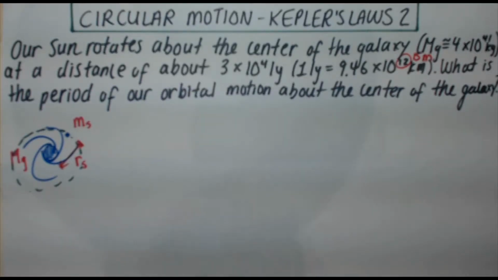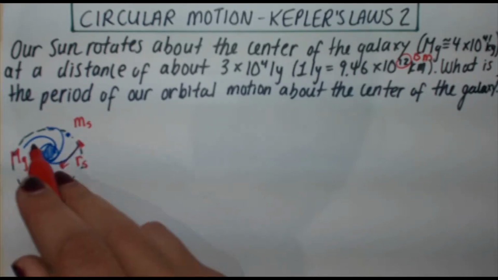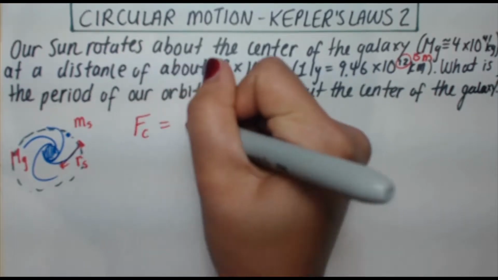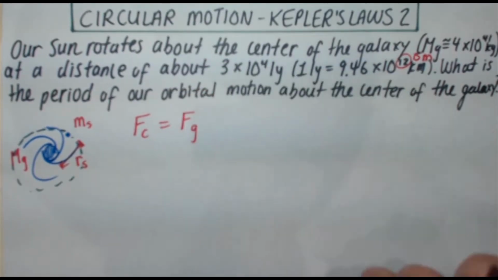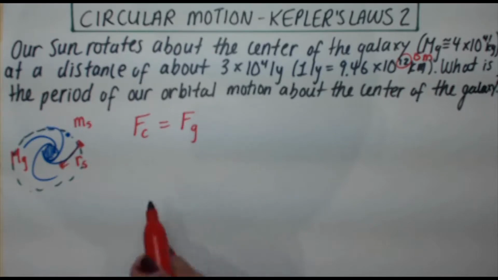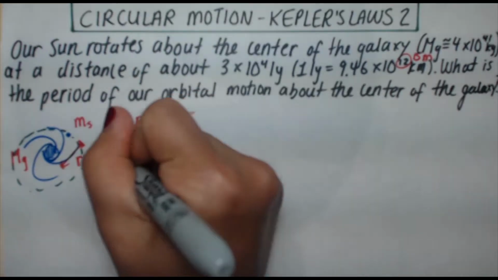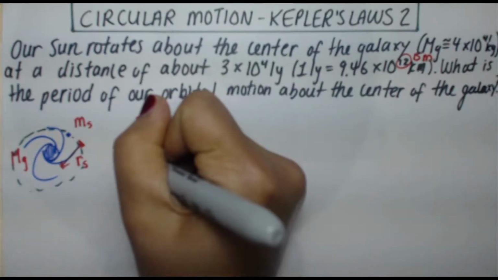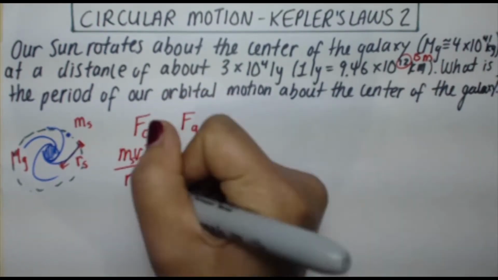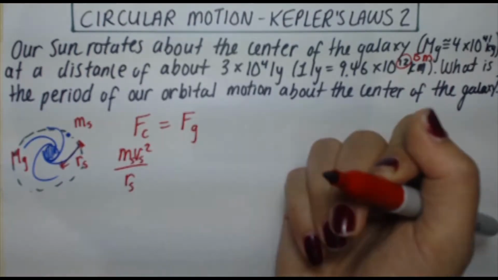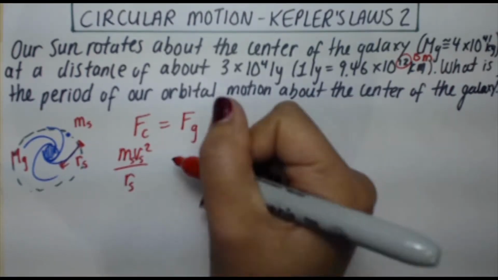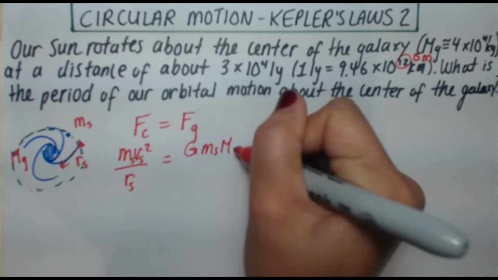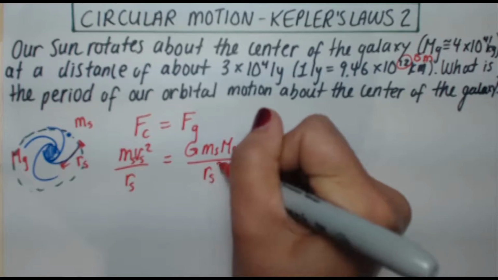But at the end of the day, we've got the sun moving in a circle, in other words, undergoing centripetal force via the force of gravity. So what I'm going to do is set Fc equal to Fg. Now, Fc is m v squared over r. That's what centripetal force is. And that has to do with the mass of the sun, the speed at which it's orbiting the center, and the distance of the sun to the center of the galaxy. Force of gravity: gravitational constant, mass of the sun, mass of the galaxy divided by the distance between them squared.